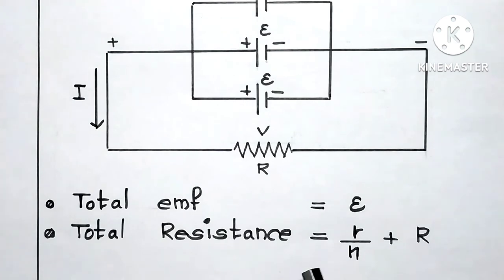which means if there are 5 cells in the circuit, then we need to divide the internal resistance of a single cell, that is small r, by the number of cells, that is r by n. And again we need to add the external resistance. So total resistance is equal to small r by n plus capital R.